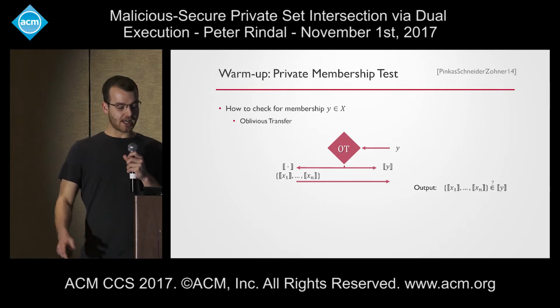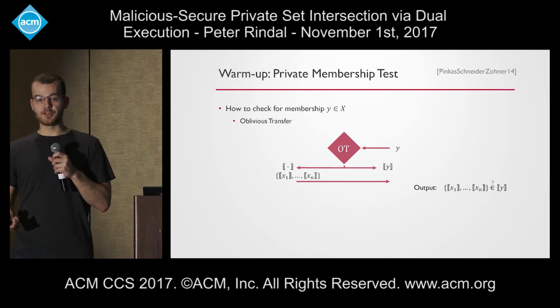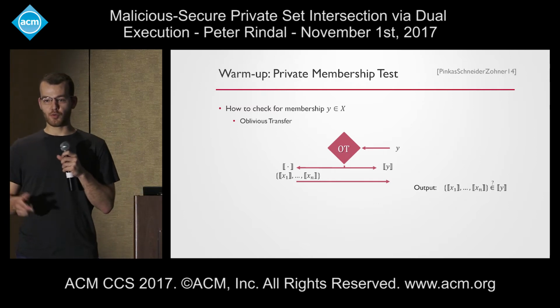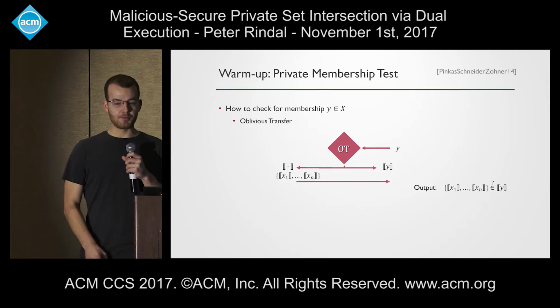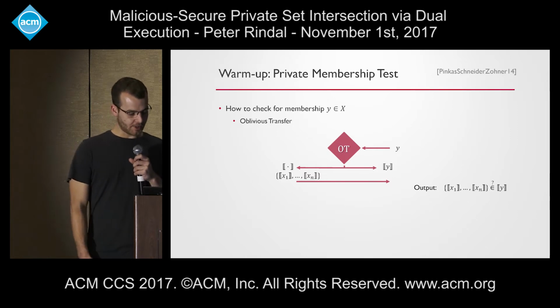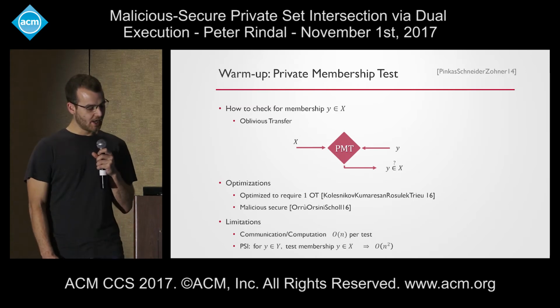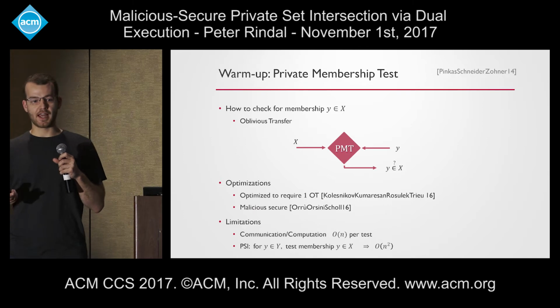So recently, or last year, Kolesnikov et al. showed how you can efficiently instantiate this functionality with only a single oblivious transfer. So it's like one hash call per party. It's very efficient. And it's even been made malicious-secure by Orrù et al. However, one limitation of this technique is that the communication and computation is linear in the size of the set x.